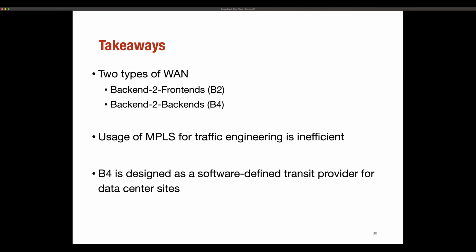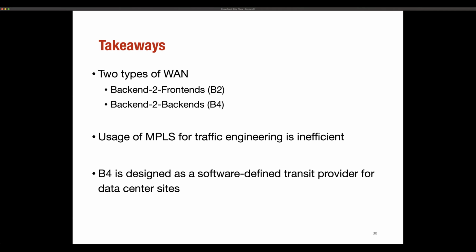All right, so it is time to conclude the talk. What are the takeaways from this? I want you to have a couple of takeaways here. One is that there are two types of WAN. All WANs are not the same. One connects the backend to front ends, and the other connects the backends to backend. In this class, we focus more on the second category, and B4 is one example of that. SWAN is the example for Microsoft. So there are a couple of examples of that.